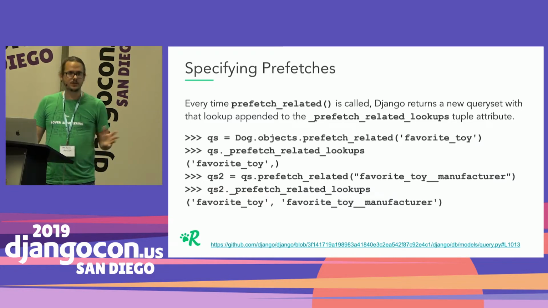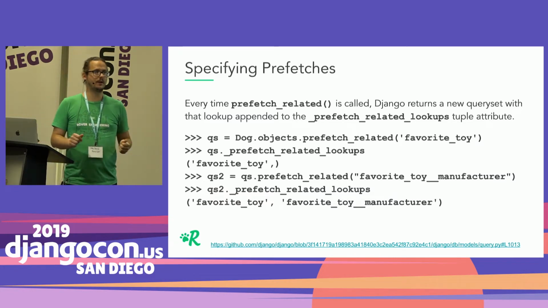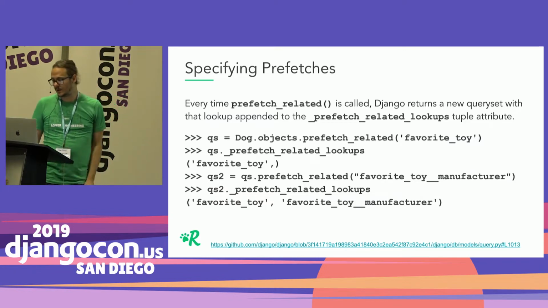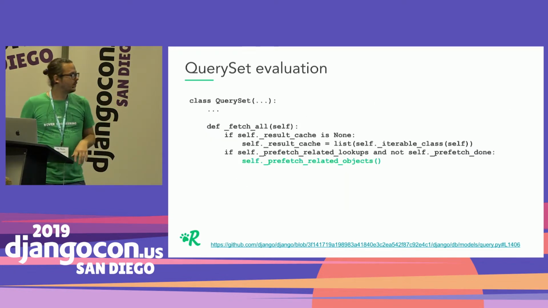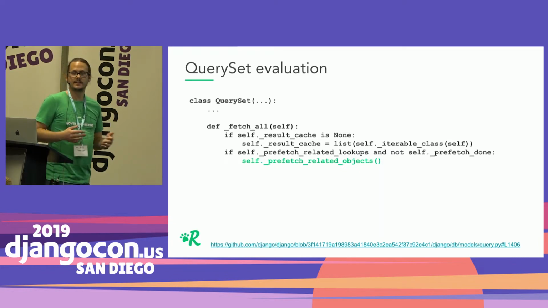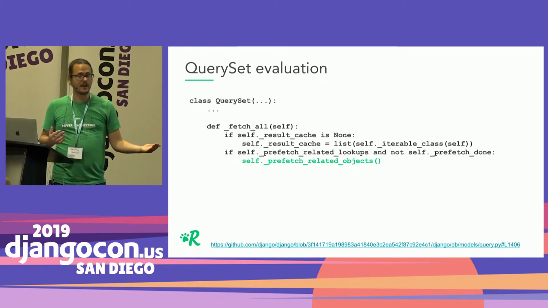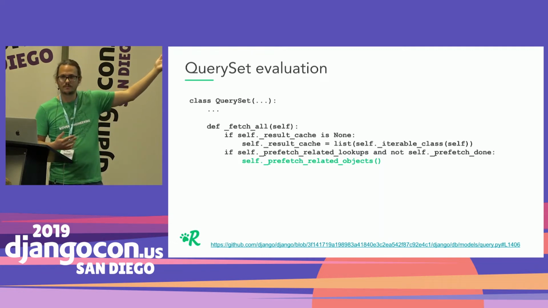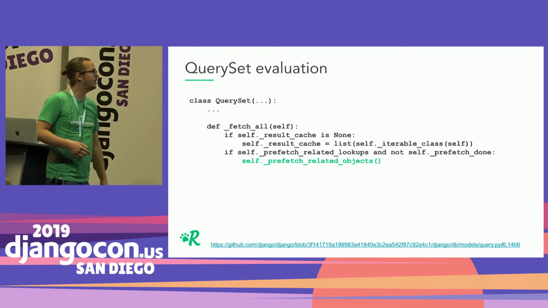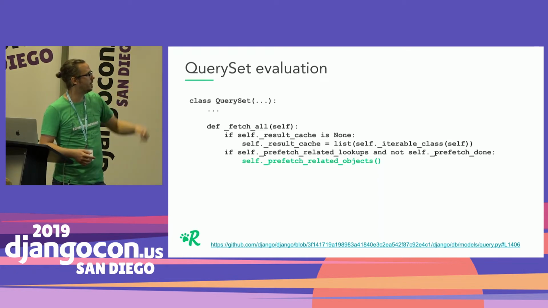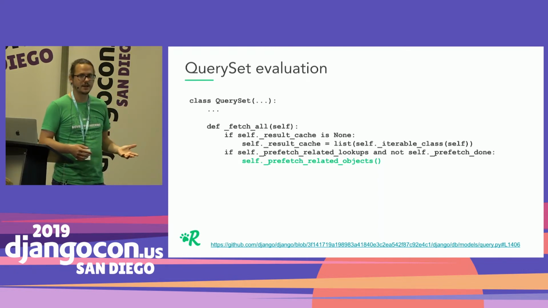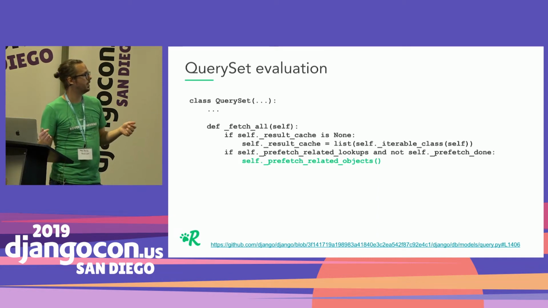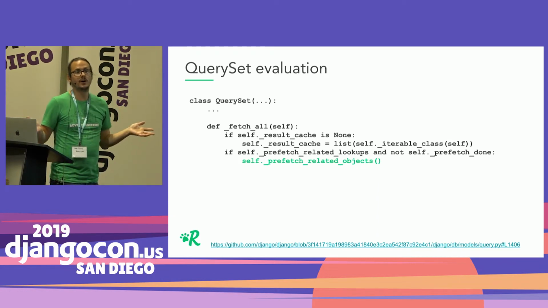Okay, so that's where Django is storing the prefetches that you want on a given query set. Then when the query set gets evaluated, say you iterate over all of the values, somewhere along the line, _fetch_all is called. It's an internal method. The first part here, where it sets _result_cache, let's say if we were to iterate over all of the dogs, _result_cache would be a list of dog instances.